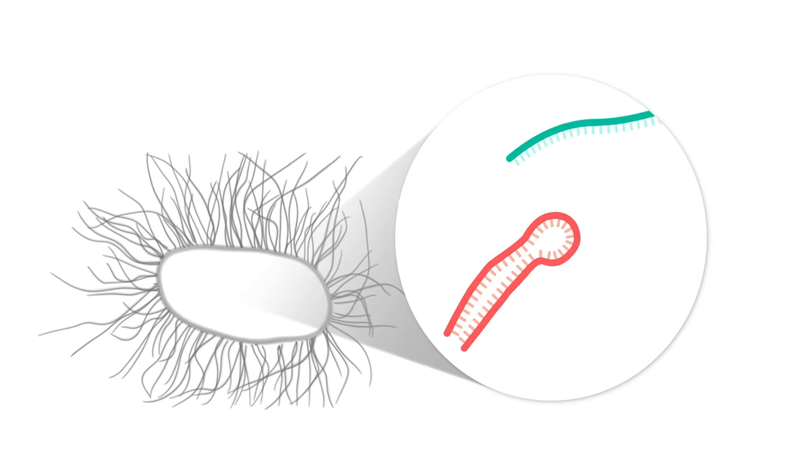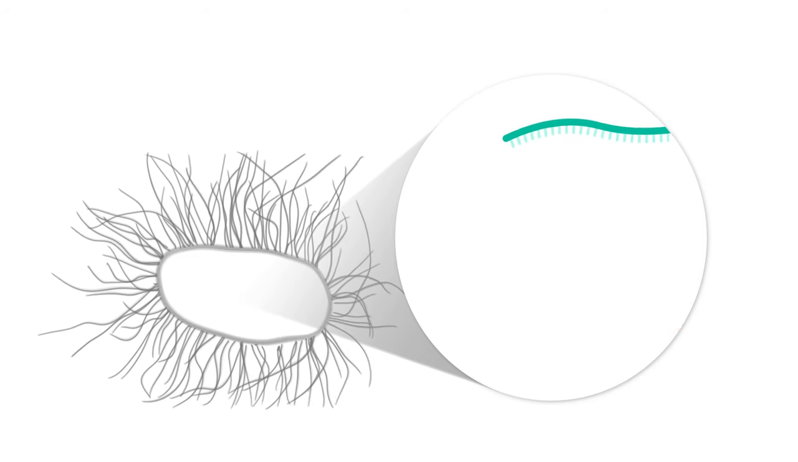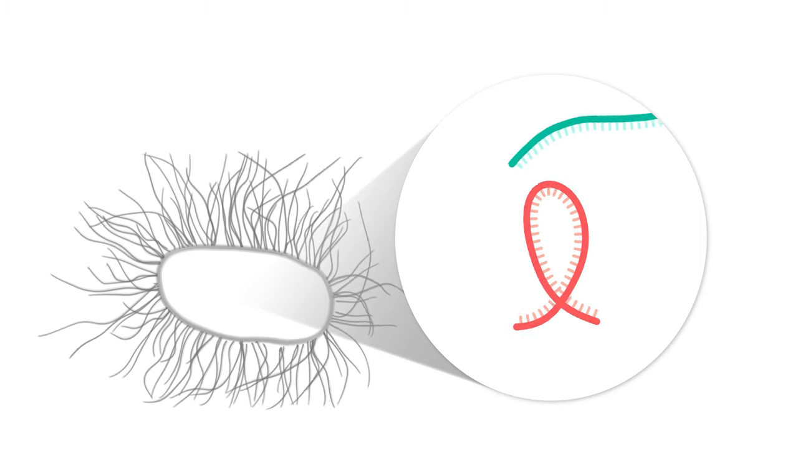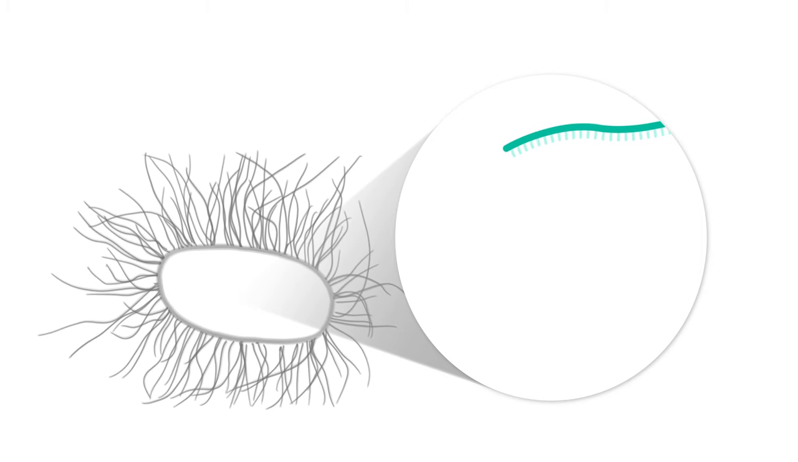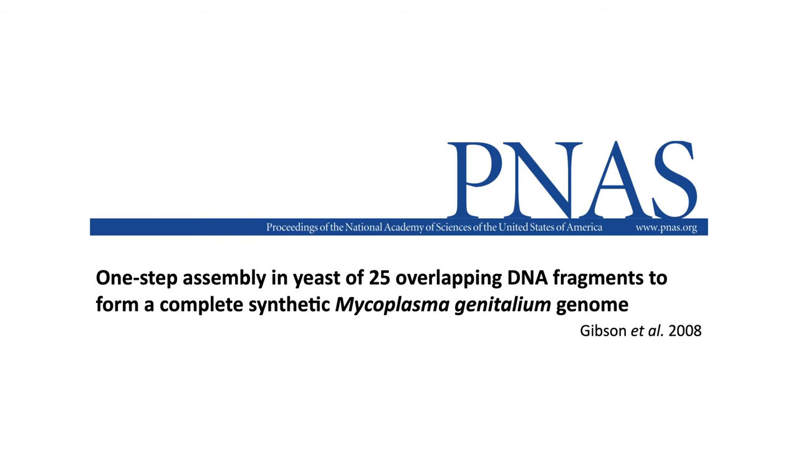However, the presence of secondary single-stranded DNA structures, such as hairpins or stem loops, can compete with the desired assembly in E. coli bacteria. This lack of accuracy is not suited to large synthesis projects, such as building synthetic genomes.